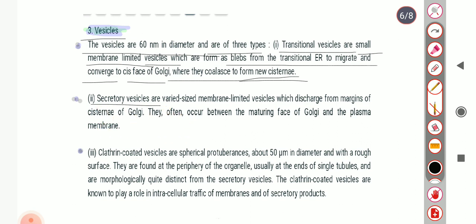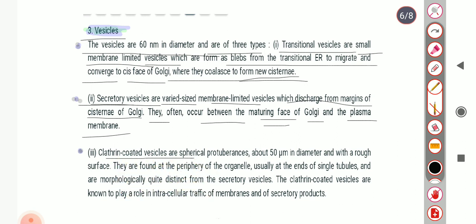Secretory vesicles vary in size and are membrane limited, and they discharge from the margins of the cisterna of the Golgi. They often occur between the maturing face of the Golgi and the plasma membrane. You can see that secretory vesicles often occur at the maturing face of the Golgi body.